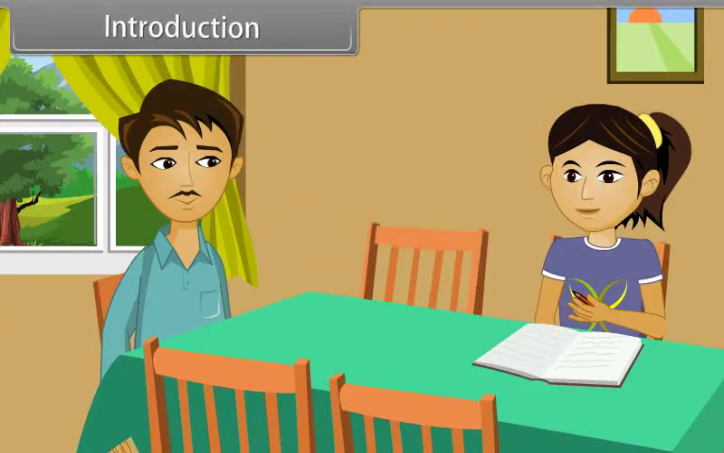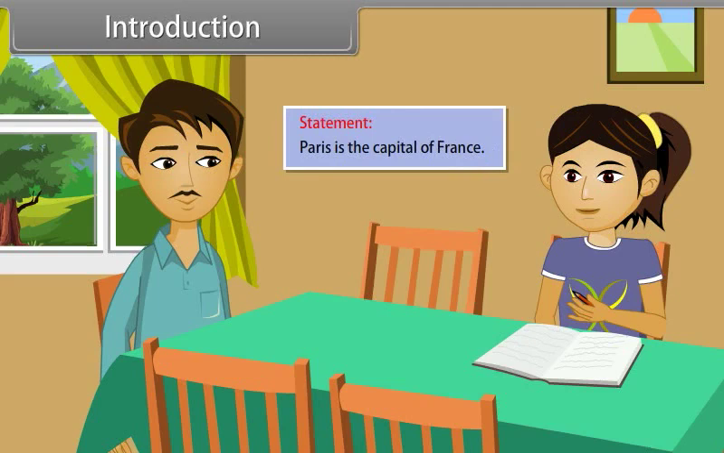Introduction. Hey Ria, what are you doing? I am doing sentences. Okay. Do you know in mathematics the sentences are also known as statements? No, but how can we call them statements? Would you like to learn more of it?